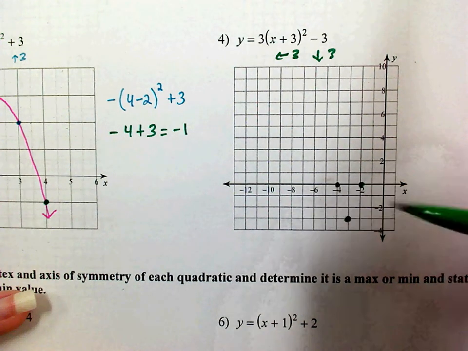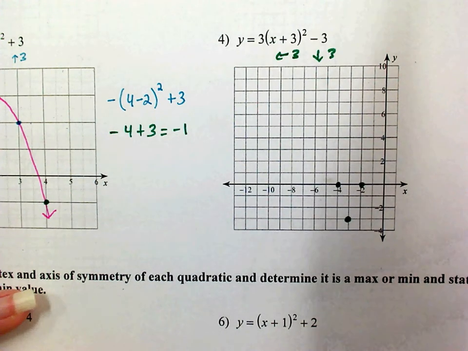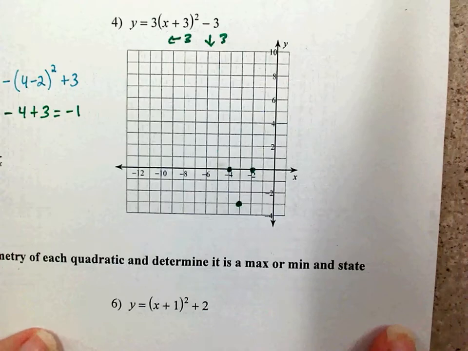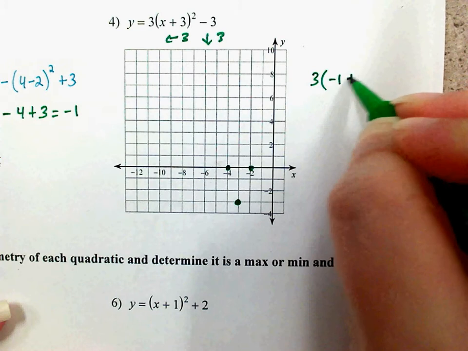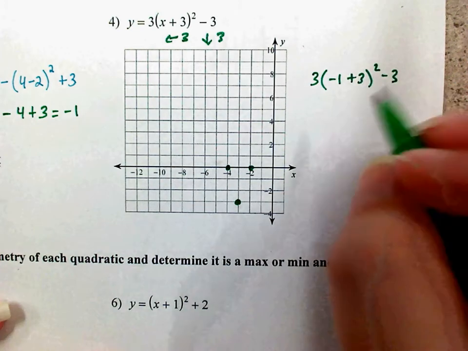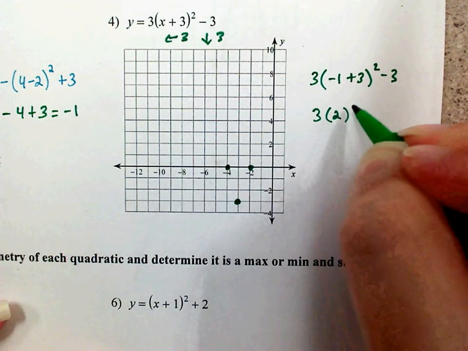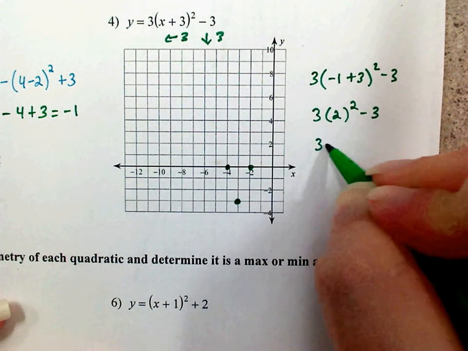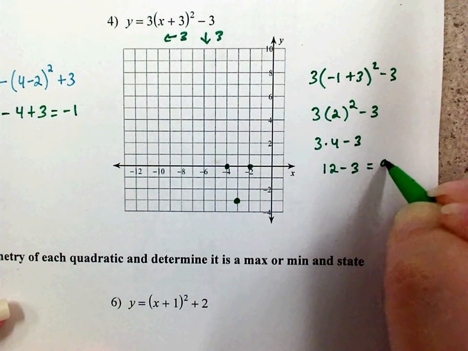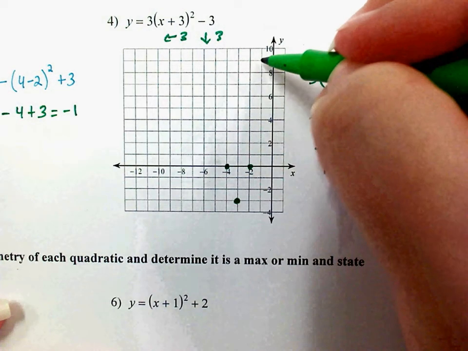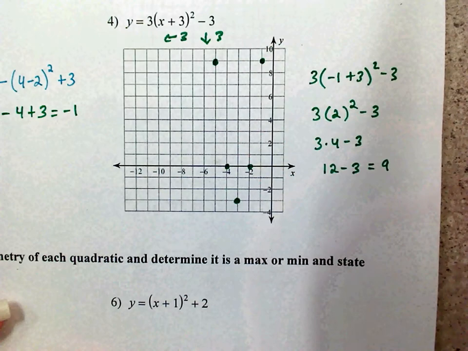Okay, is that enough? I need one more point. What point should I plug in? X equals what? X equals negative 1. So if x equals negative 1, then I have 3 times negative 1 plus 3, quantity squared minus 3. What's negative 1 plus 3? What's 2 squared? What's 3 times 4? Plus 12 minus 3. So at negative 1, I'm at 9. And that means at -5 I'm at 9. Now I have enough to sketch my graph.